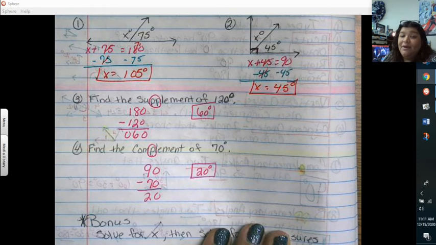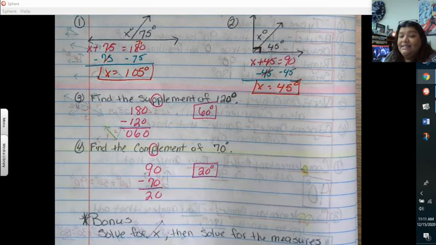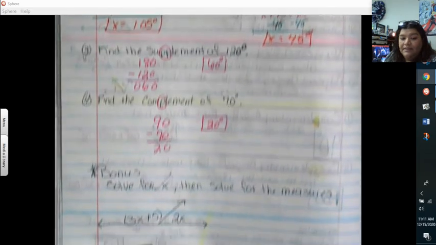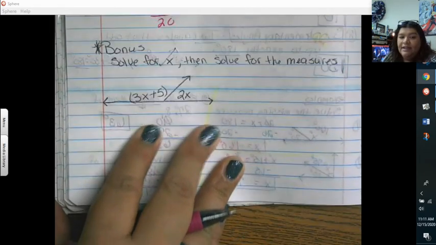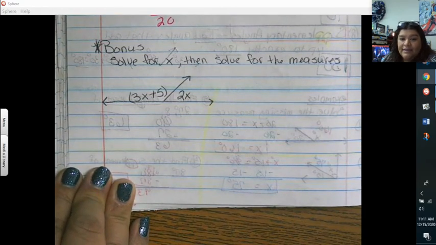Now for the bonus. I want to see who can think their way through this one. I'll give you a clue. Use an equation and manipulate the equation, okay? So I want to see who can solve that. So press pause and see if you can solve for x. And then give me the degrees of each one. Press play when you're ready.